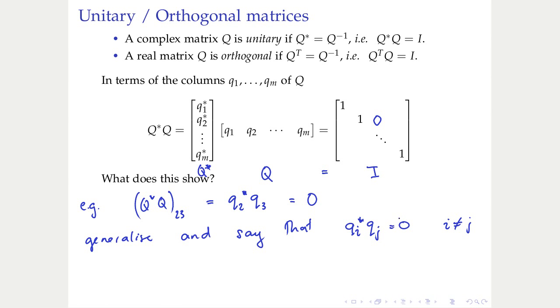Well, what about if i is equal to j? Then we'd have, for example, q2 star times q2. That just is equal to 1. So if i is equal to j, then that inner product gives us a 1. So a matrix Q, if it's orthogonal or unitary, has an orthonormal set of columns. Each vector is orthogonal to each other and has a length of 1. Therefore, the columns of Q form an orthonormal set.